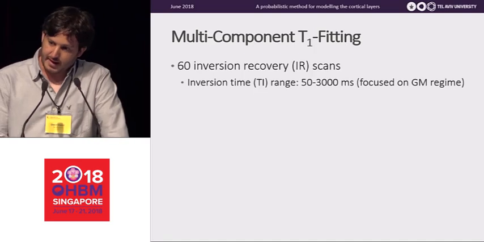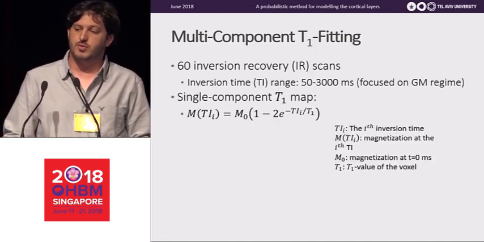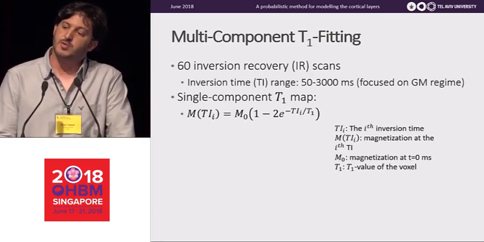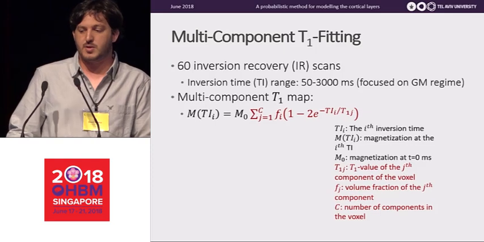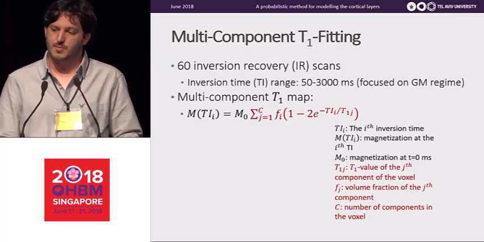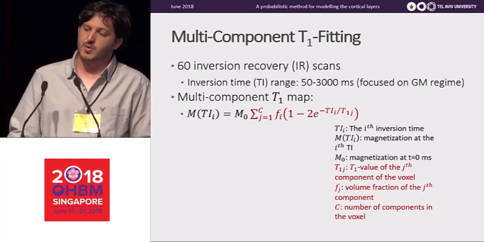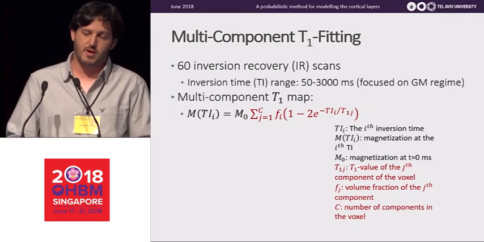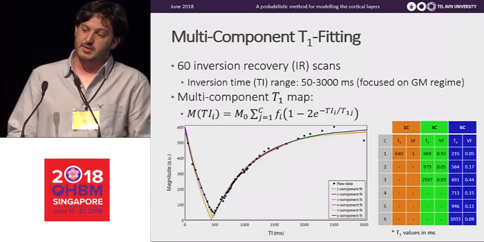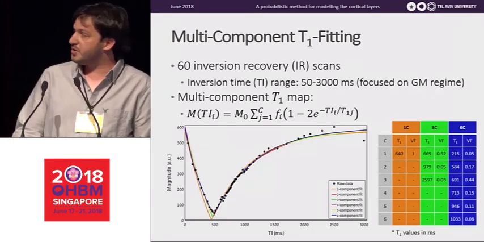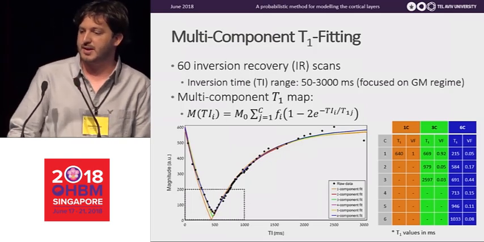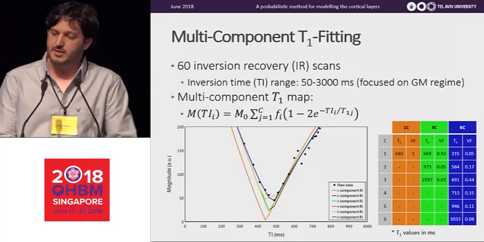What we did is, instead of fitting each voxel to the regular inversion recovery equation, we fitted it to a modified multi-component T1 equation for each voxel, where we break each voxel down again into its components, each with its own T1 and volume fraction of the voxel. Here you can see an example for a single voxel. The curves look quite similar, but they have a different number of components. For example, the orange one has one component, the blue one has 6 components, and if we zoom in here for a second, you can see that they model it a bit differently.